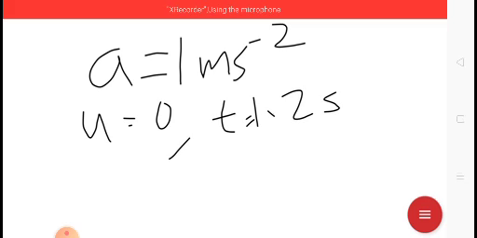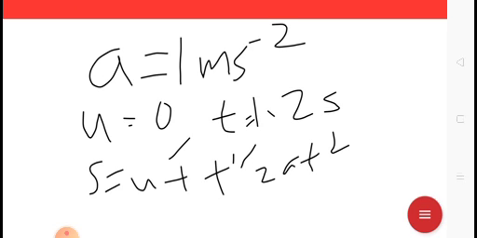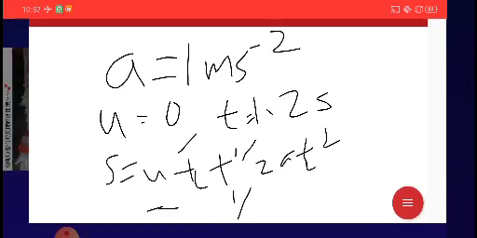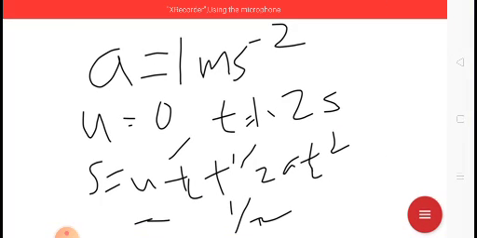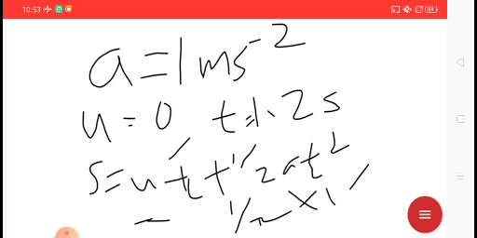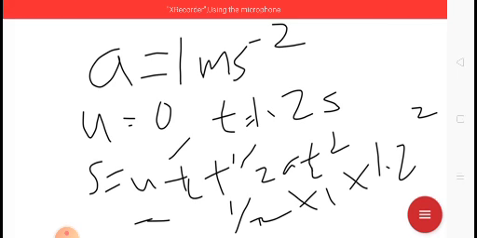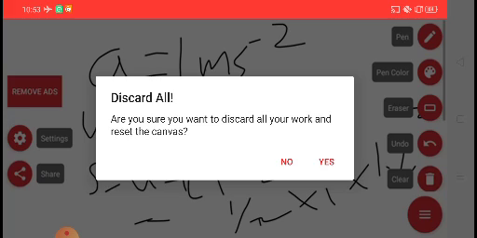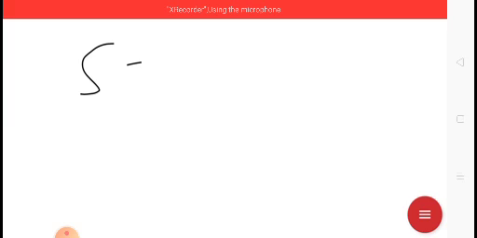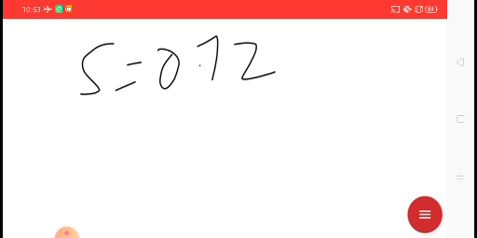When the system is in tension, the A will be the same for the full system. So you can use the constant acceleration equation, S equal to ut plus half at squared. So S will be equal to half times 1 times 1.2 squared. Okay, so you should get S equal to 0.72, right? So this 0.72 is the distance traveled from rest to the ground, right?